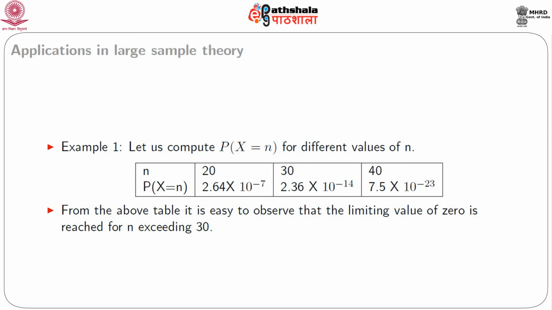Let us compute probability X equal to n for different values of n. For example, if we take n equal to 20, we get probability X equal to n as 2.64 multiplied by 10 to the power minus 7. If n is taken as 30, we get another quantity, which is 2.36 multiplied by 10 to the power minus 14. That is, as we increase n, we get decreasing values of probability X equal to n. And for n equal to 40, we get 7.5 multiplied by 10 to the power minus 23. That is almost 0. So it is easy to observe that the limiting value of 0 is reached for n exceeding 30. So we have just seen how sequences are necessary in evaluating large sample performances in statistics.